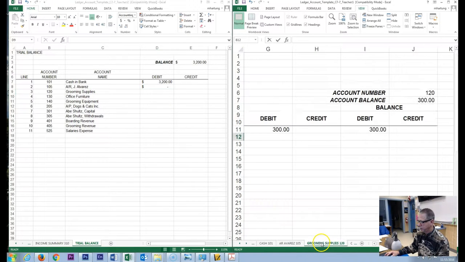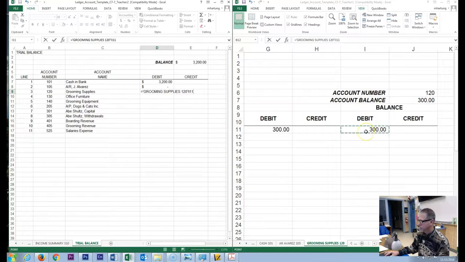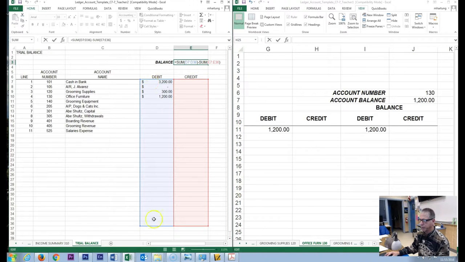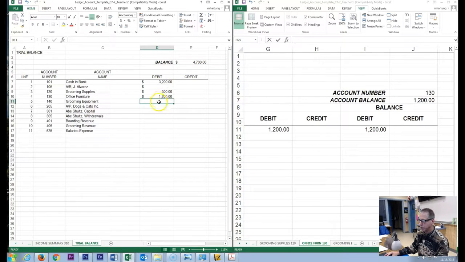Grooming supplies. That will be a debit. There it is right there. Office furniture. Another asset, debit balance. And so you can see our balance changing up here, because once again what that's doing is calculating the sum of debits, subtracting the sum of credits, and when we're finished, hopefully that number will be 0 to show that the debits are equal to the credits. Grooming equipment.